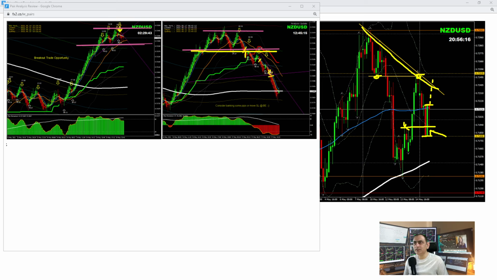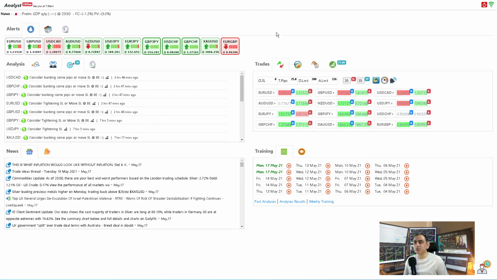So that was the best trade we had this morning, and in the afternoon we had a beautiful breakout long trade on pound dollar, and a beautiful breakout short trade on dollar CAD. So that was the beautiful trade.